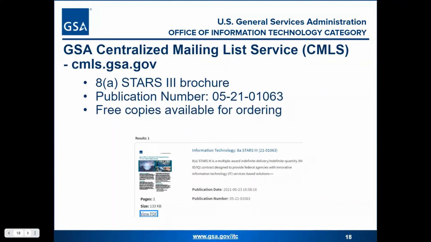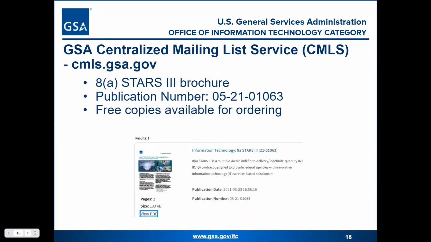cmls.gsa.gov. So what we do at GSA is all these contract vehicles and contract offerings that we have, we actually have brochures or publications for them. And what I'm showing you on this screen just happens to be a screenshot of the 8A Stars 3 publication, or the 8A Stars 3 brochure. And what's really cool is that you can get this brochure in a couple different ways. You can download it to PDF and feel free to send it out to customers. But a really, really cool thing is that you're able to order free copies.